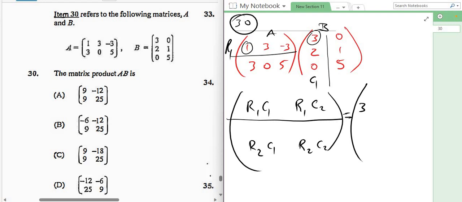3. But we're not finished with the row. Row 1 on column 1, plus 3 times what? 2? Gives us 6. Then negative 3 times 0 is 0, right? Now we're finished multiplying row 1 by column 1. So the answer is going to be 3 plus 6 plus 0, which is 9. So put down 9 here.